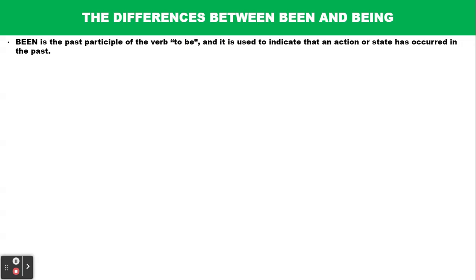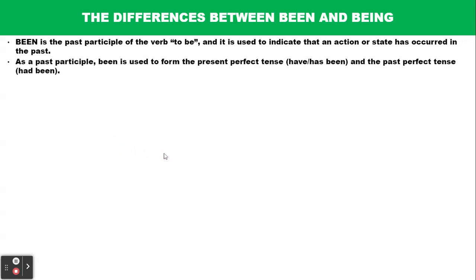Been is the past participle of the verb to be, and it is used to indicate that an action or state has occurred in the past. As a past participle, been is used to form the present perfect tense when you say have or has been, and the past perfect tense had been.